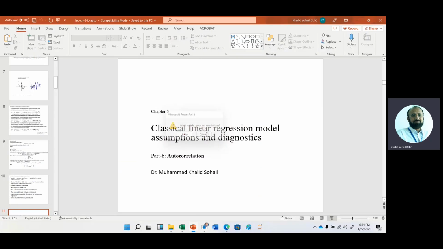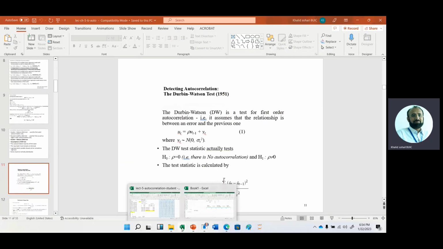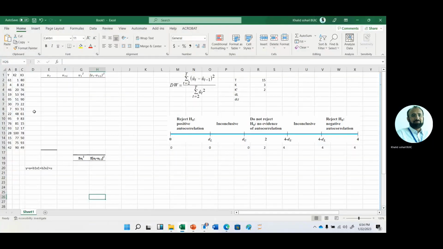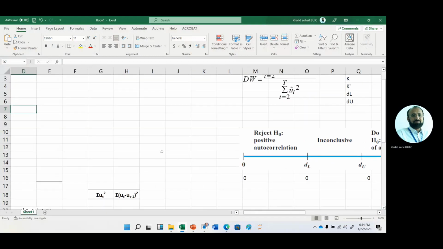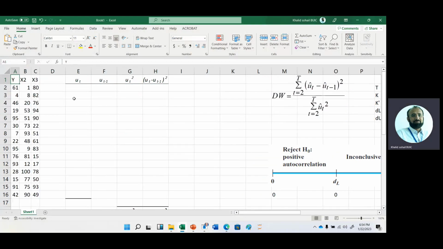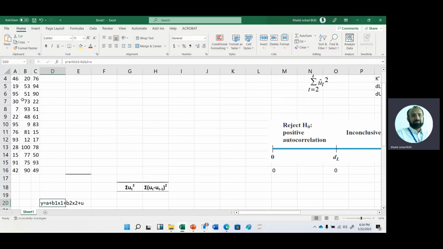So just go to Excel. For example, we have this data. First of all, I want to zoom it. This is our data where we have one DV and two IVs. So this is a regression model where we have an intercept term as well: Y equal to alpha plus beta 1 x1 plus beta 2 x2 plus error term.